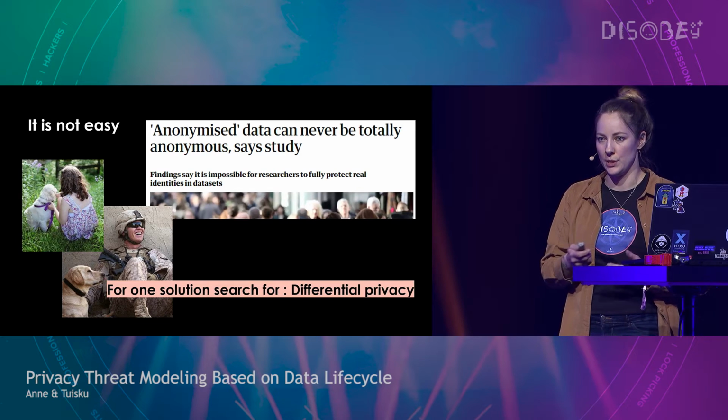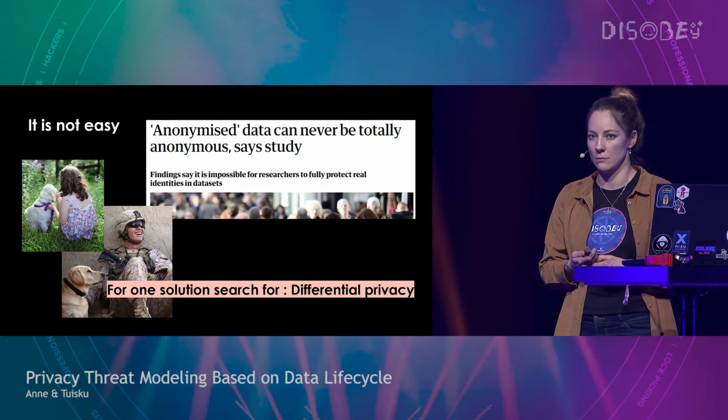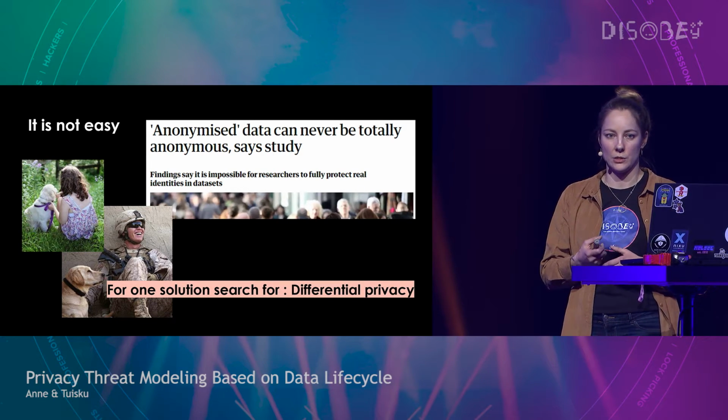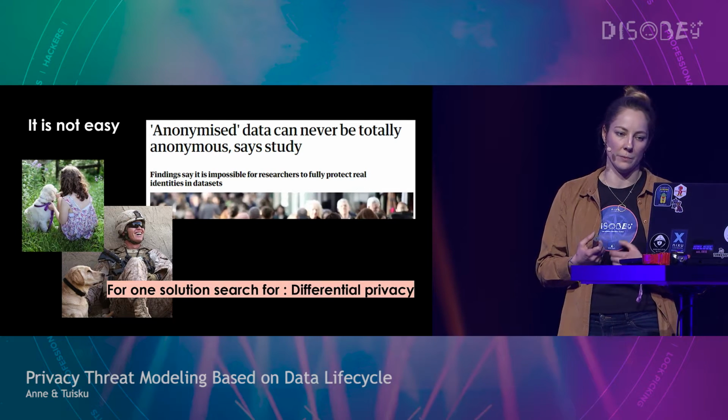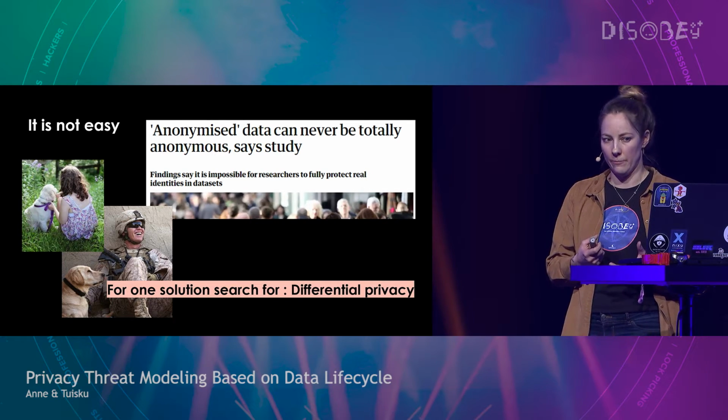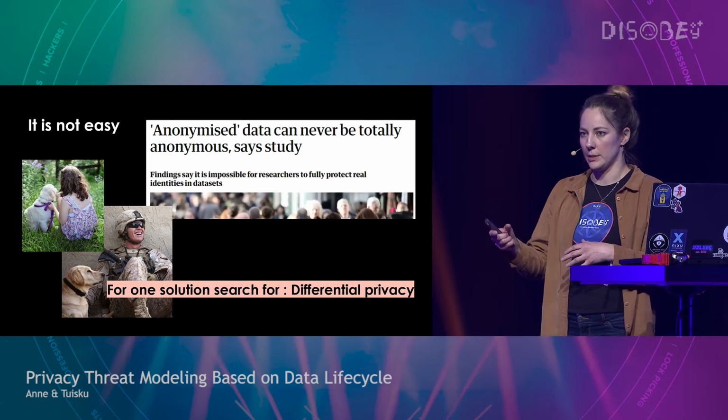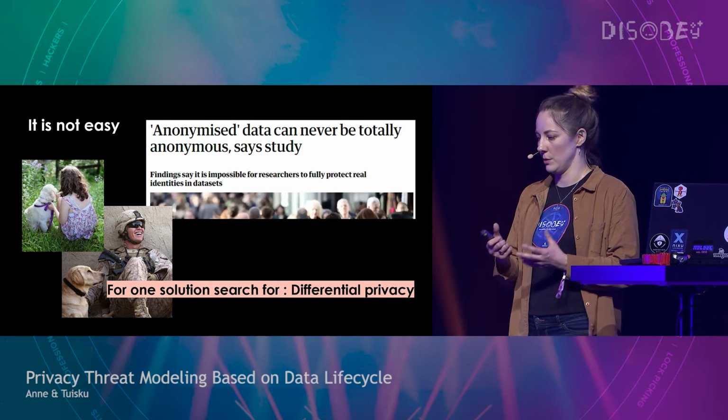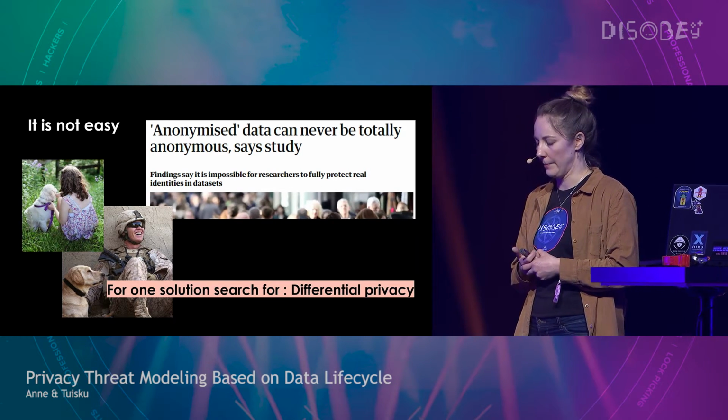For example, Apple uses this differential privacy. I would say go and search for it and read a bit more. It uses putting random noise in aggregate data and tries to anonymize it that way.